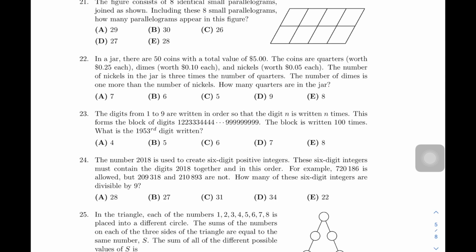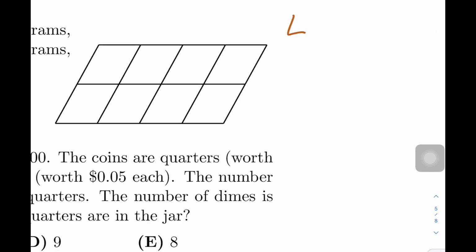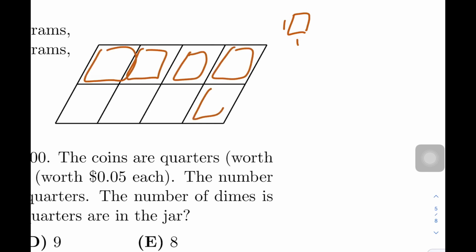Question 21. The figure consists of 8 identical small parallelograms joined as shown. Including these 8 small parallelograms, how many parallelograms appear in this figure? So for this question, we're just going to see the different types of parallelogram and count them. So the smallest one we have is the 1 by 1, and there's 1, 2, 3, 4, 5, 6, 7, 8 of these.